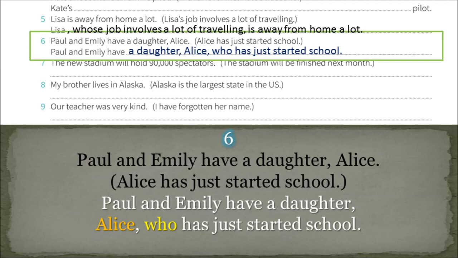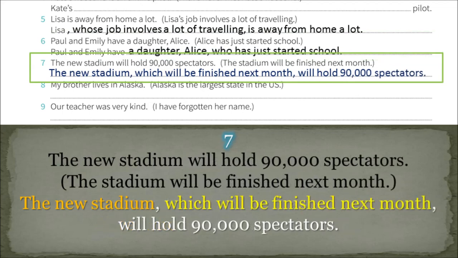Paul and Emily have a daughter, Alice. Alice has just started school. Paul and Emily have a daughter, Alice, who has just started school. The new stadium will hold 90,000 spectators. The stadium will be finished next month. The new stadium, which will be finished next month, will hold 90,000 spectators.